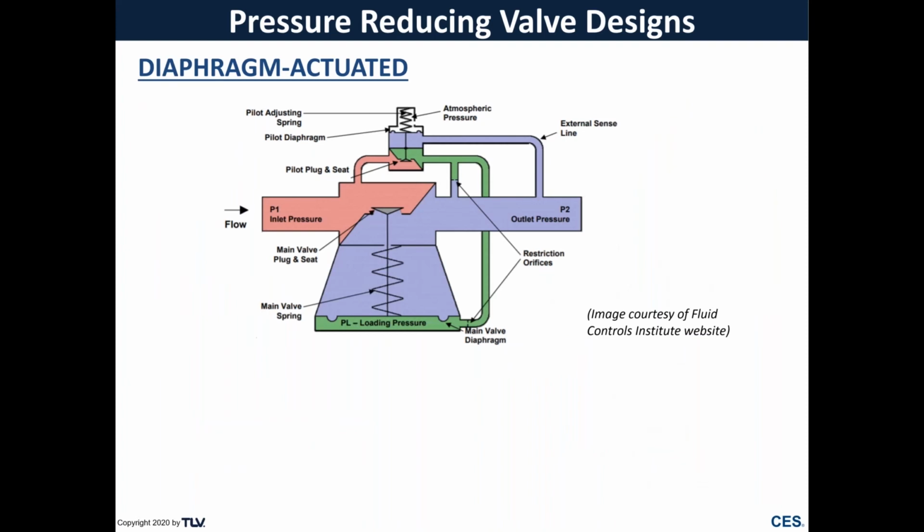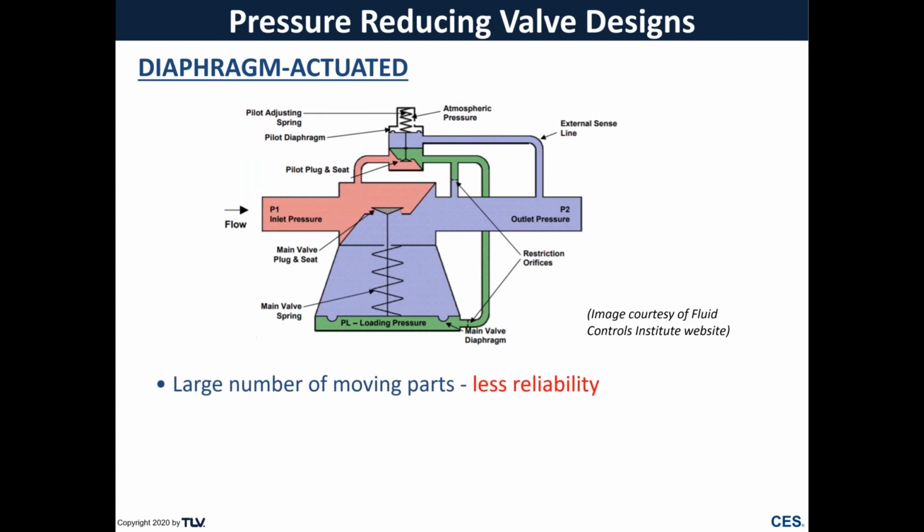Diaphragm-actuated PRVs consist of the same essential components of direct-acting valves, namely the main valve plug and seat, the diaphragm and the spring, with the addition of a pilot which separates P2 and the diaphragm loading force, PL. By doing this, PL can be controlled in relation to changes in P2, meaning that PL can be increased from P2. This allows the regulator to be more responsive to condition changes. Furthermore, the pilot requires an external sense line connected to the downstream piping.